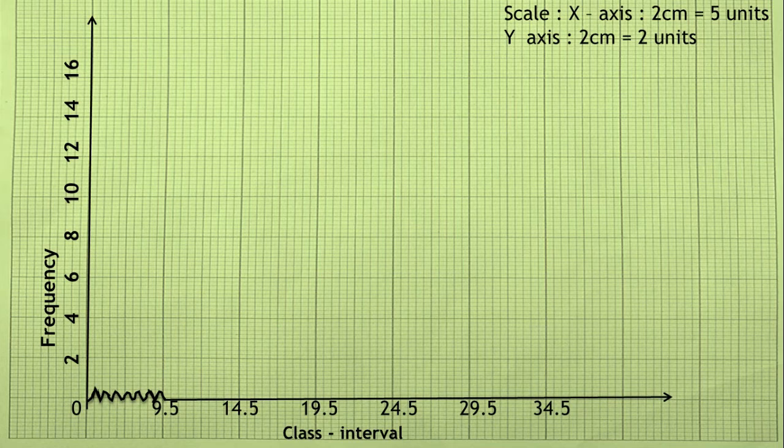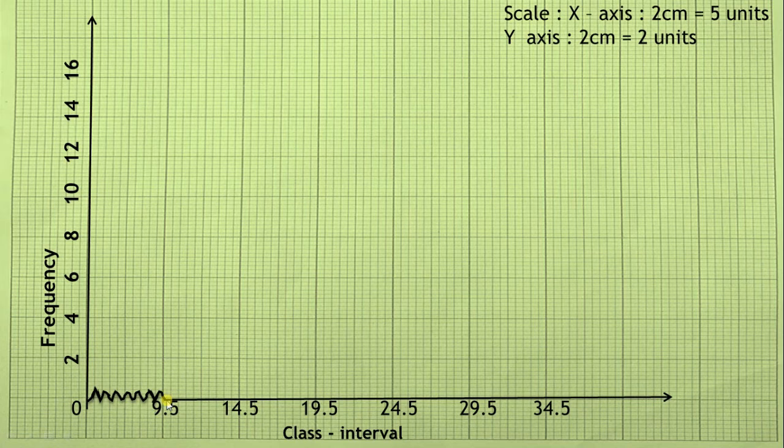So here the x-axis is 2 cm for 5 units, and the y-axis is also 2 cm equal to 2 units. So you can consider the frequency scale as 2, 4, 6, 8, 10, 12, 14 and 16. Hence we note down over here a zigzag line. Why is it a zigzag line? Because the class interval does not begin with 0. To show that, we have to mark with a kink or zigzag line.